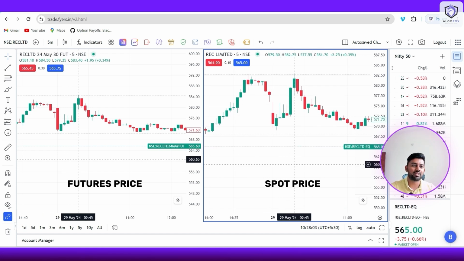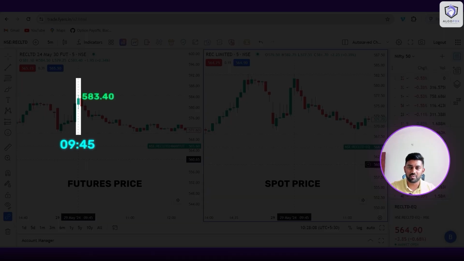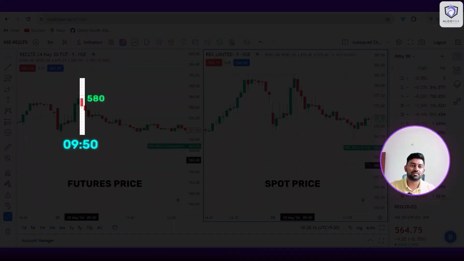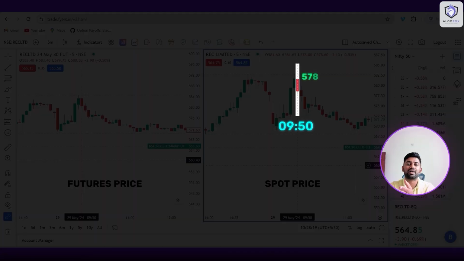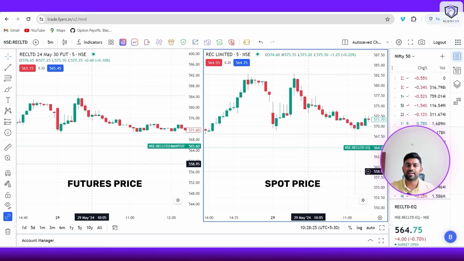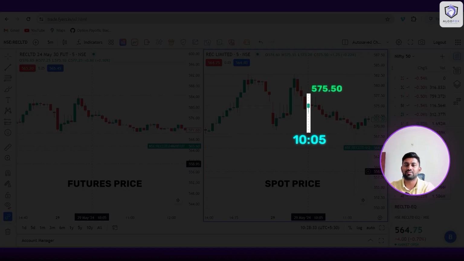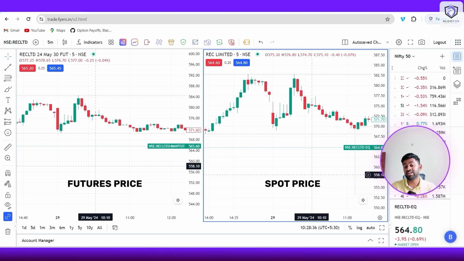So you can see at 9:45, the close of future price was 583.40, whereas the close of spot price was 581.70. Moving on to the next candle, 580.50, and it's here at 578.60. So around 2 rupees difference is constant. I can choose any candle, maybe let us say this candle where future price is at 577.25, whereas the spot price is at 575.50. So approximately 2 rupees, there were some cases where 2 rupees 40 paisa was also the difference between spot price and future price.